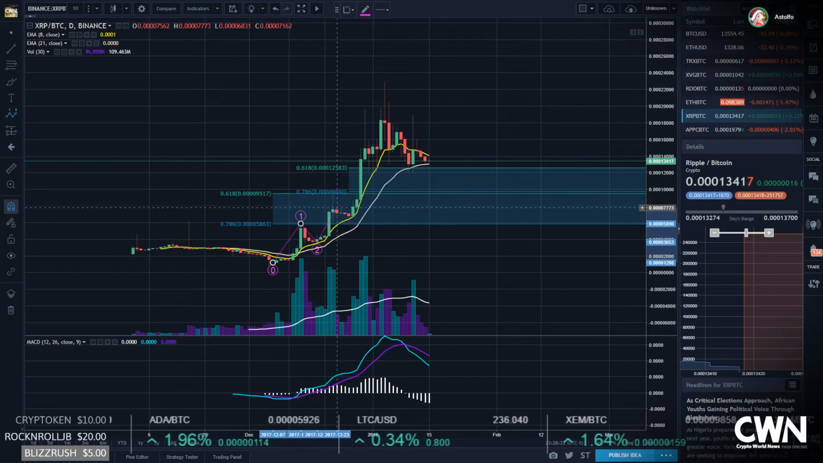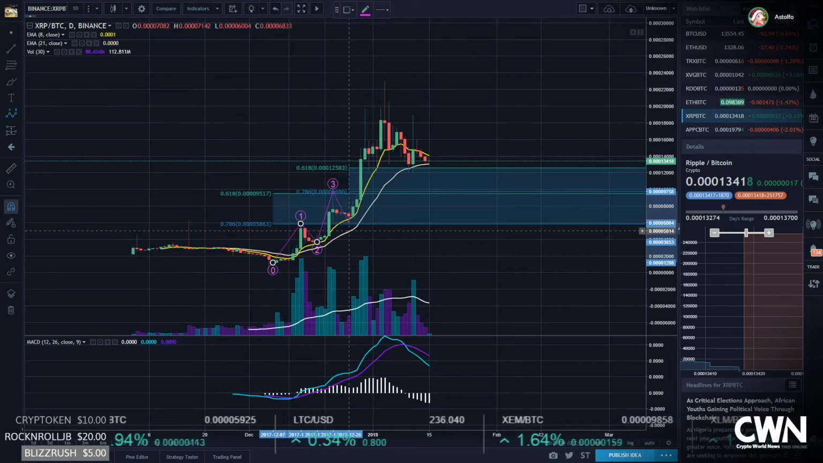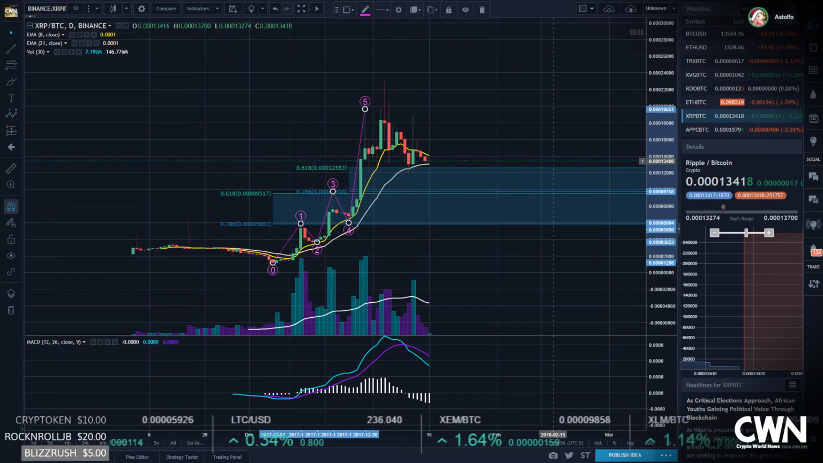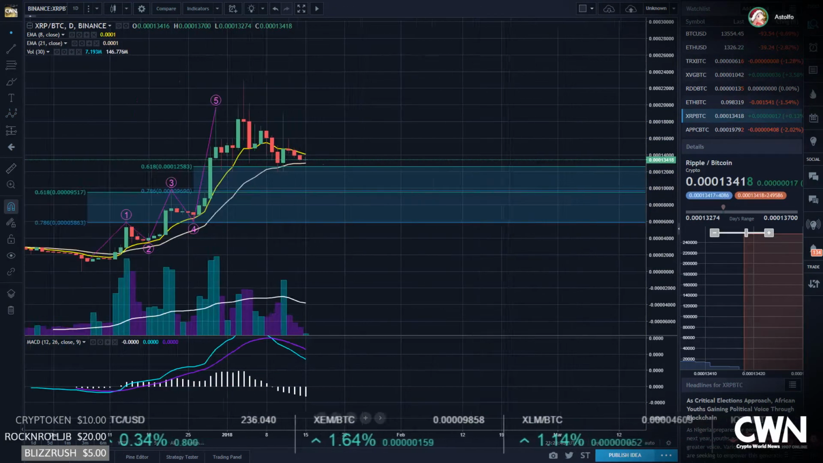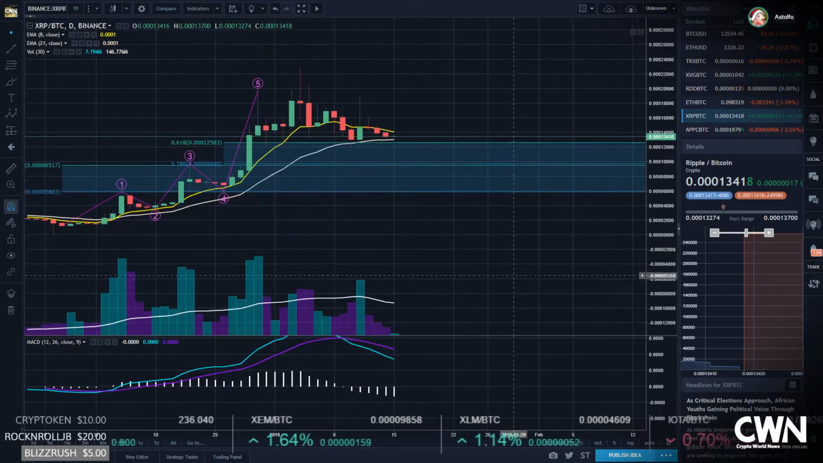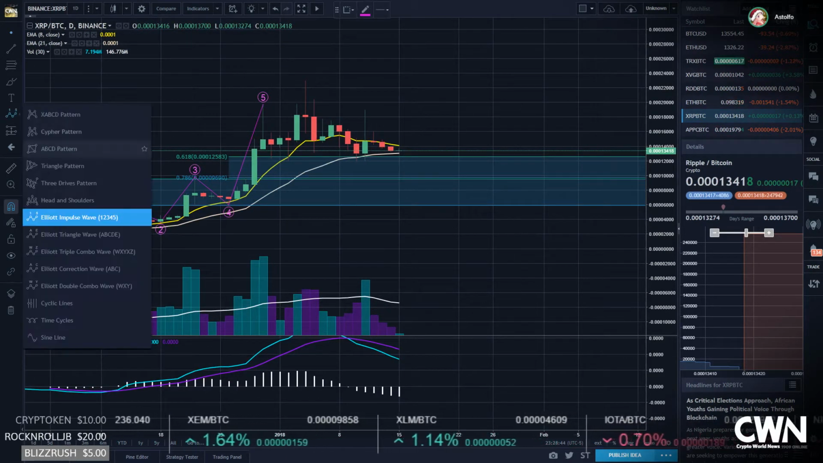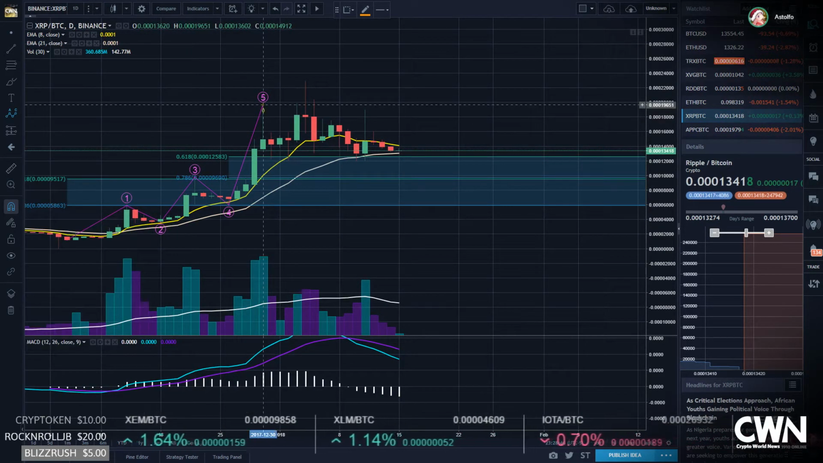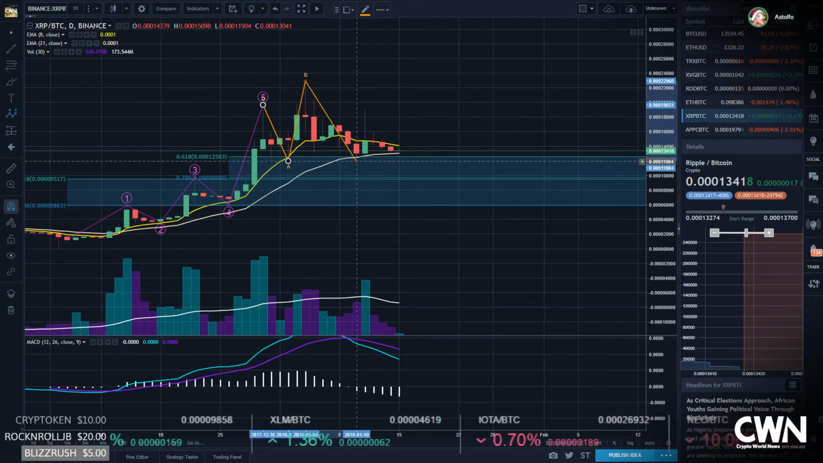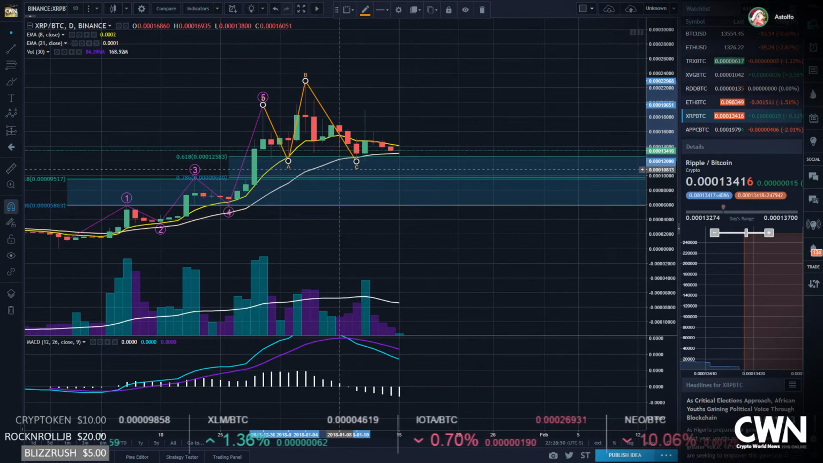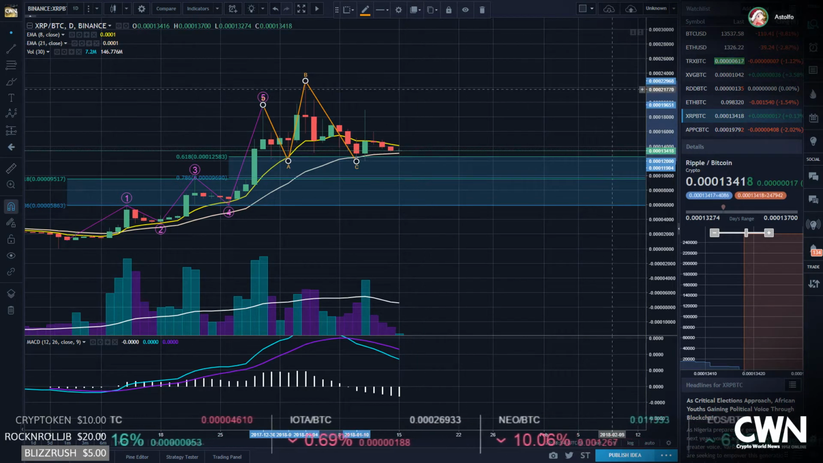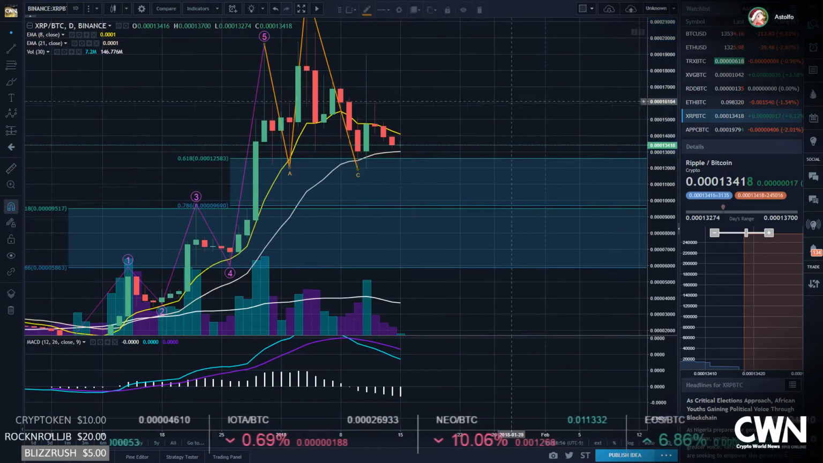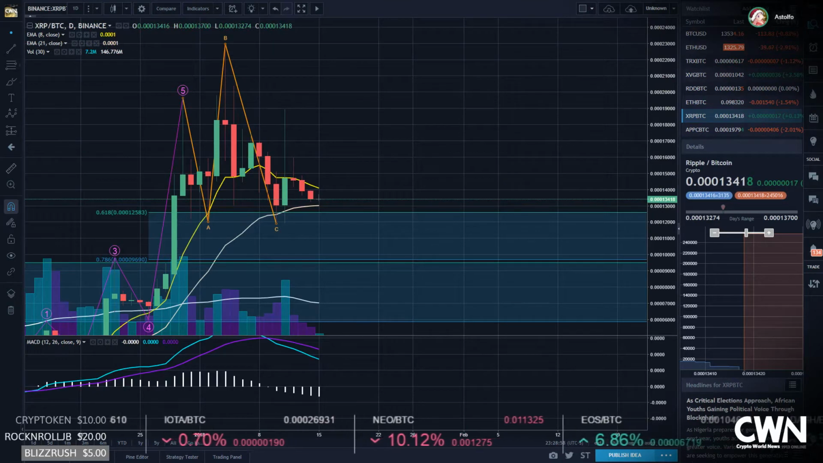To me, XRP does look like a completed 5-wave up on the daily. I believe that is 5 right there. I believe this is our ABC. This to me did look impulsive. I mean, it's pulling back a little bit further than I would have liked it to, but this did look impulsive.